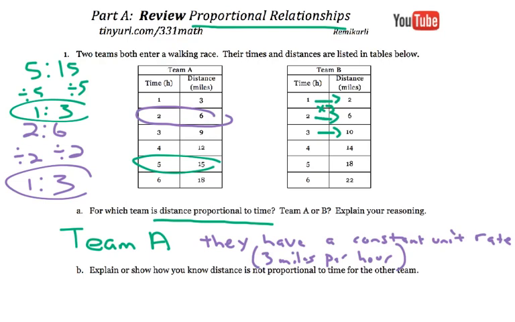And then for this one, I just kind of showed you already. If you start looking for a pattern, you see that it's not constant. There's not a constant relationship. So that's how we know that Team B is not showing a proportional relationship.